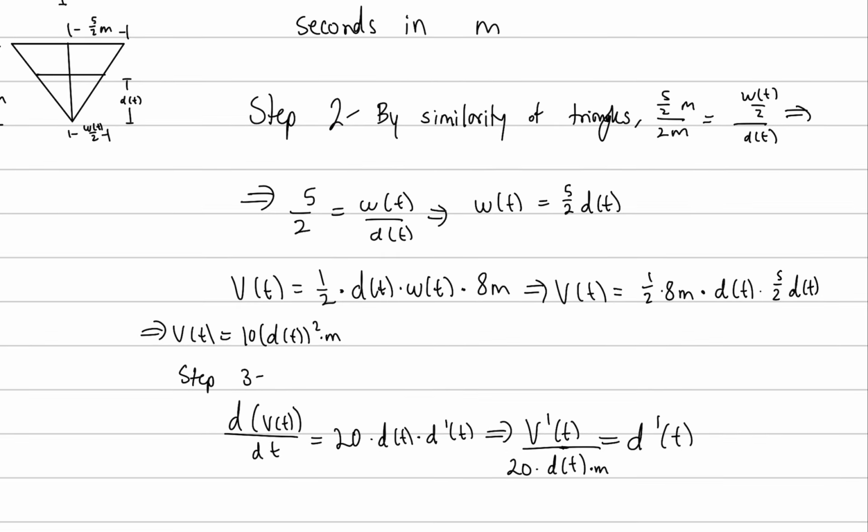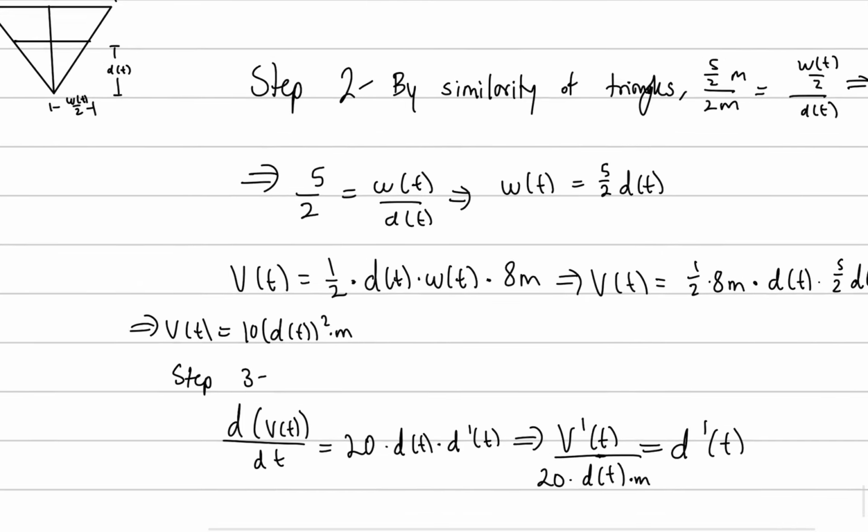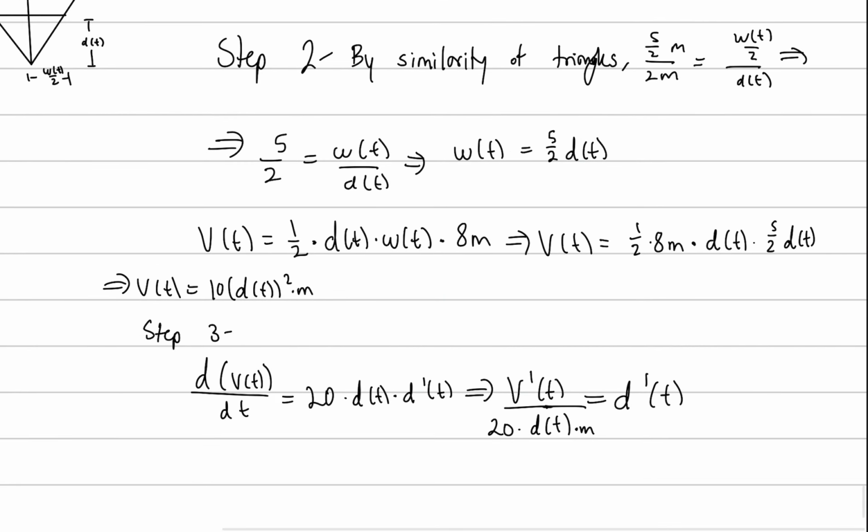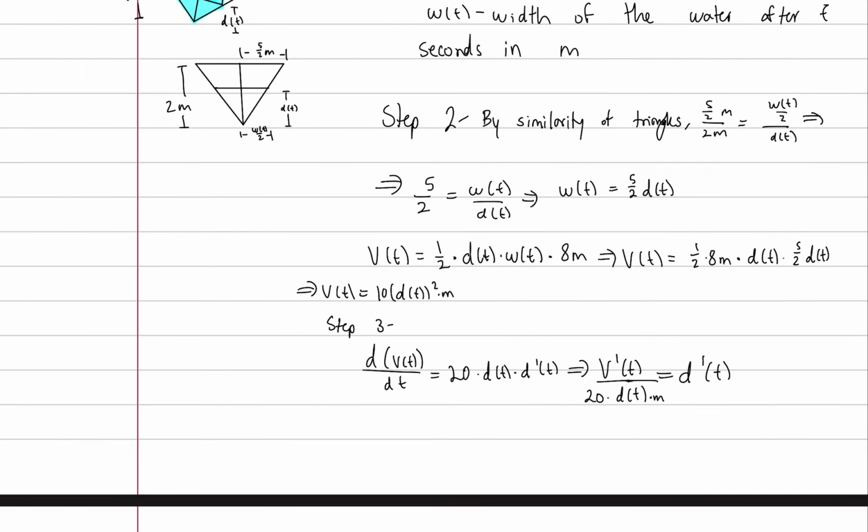We get that the derivative of V is 20 times d of t times d prime of t. Now, I'm not going to write d of t because it can definitely confuse me. I'm just going to write d prime of t. And V prime of t over 20 times d of t, times meters, is the derivative of d of t, so it's the rate of change. Okay, now that we have this step, now is the easy part.